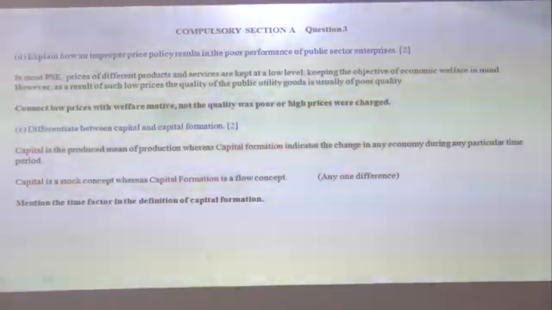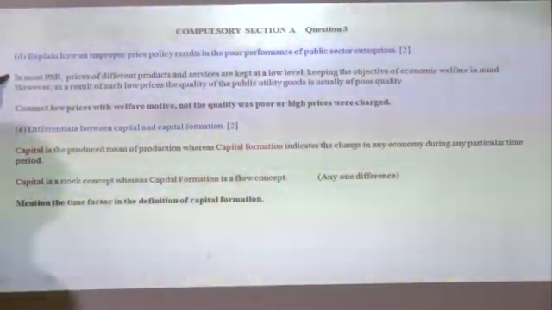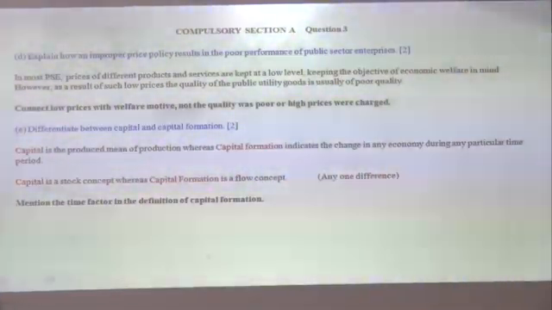Then question number 3D, which is still compulsory, 2 marks each. Explain how an improper price policy result in the poor performance of public sector enterprise. So public sector enterprise, public sector units, government run sectors, what happens is there might be improper price policy which will lead to very poor performance. Why does the government business houses have improper price policy? In most PSE, public sector enterprise, prices of different products and services are kept at a low level, means the price is low. Why? Keeping the objective of economic welfare in mind. So they have to look at the economic welfare, not profit oriented, so they have to reduce the price.